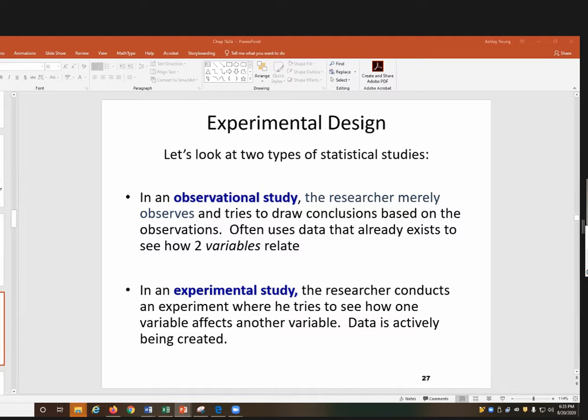In an experimental study, the researcher conducts an experiment where he tries to see how one variable affects another variable. Data is actively being created.